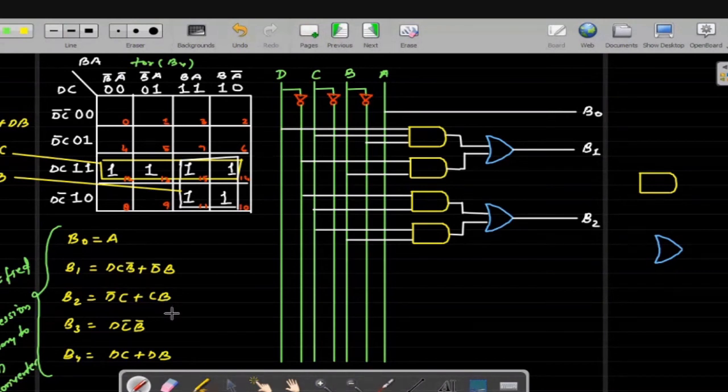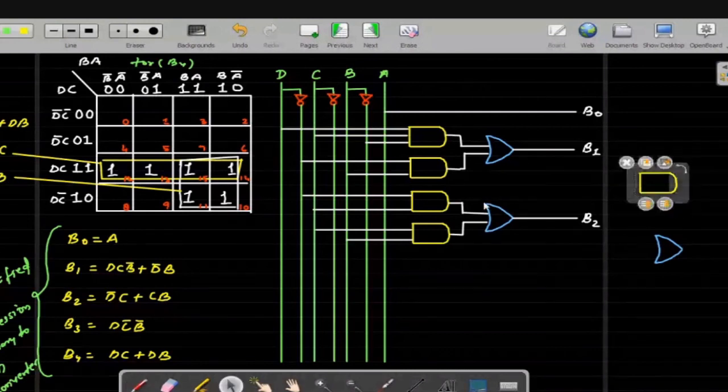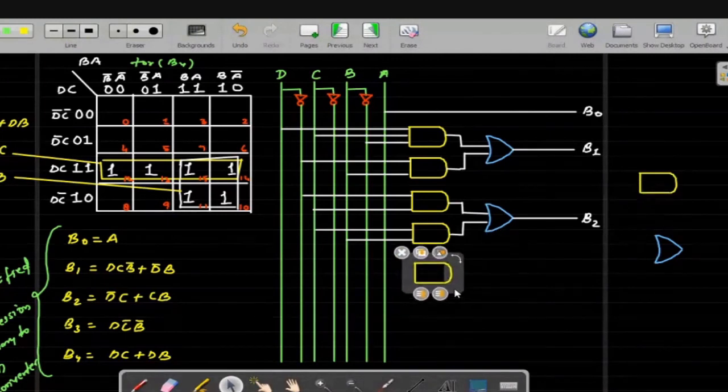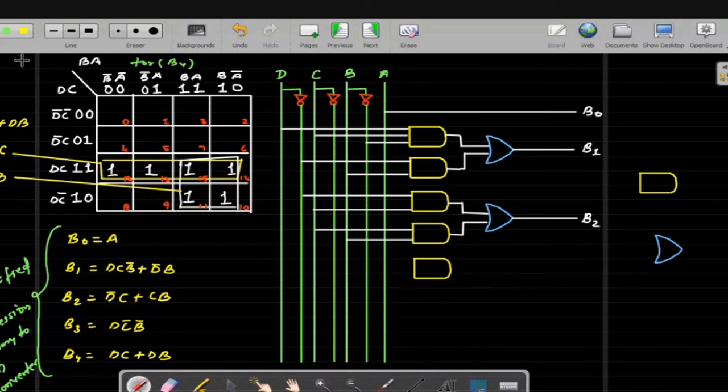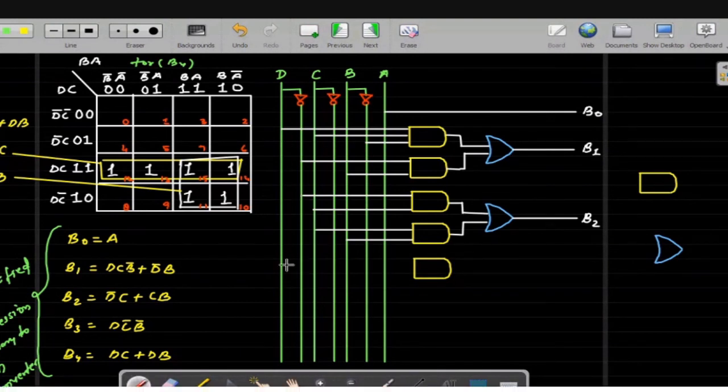All right, and in the next we have this. Again, one AND gate is required to implement this product term in which the inputs are D, C bar and D bar. So let's take the inputs. So inputs are, this is D, D, then C bar. You can take it from here.